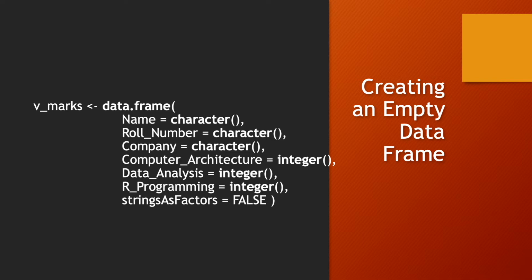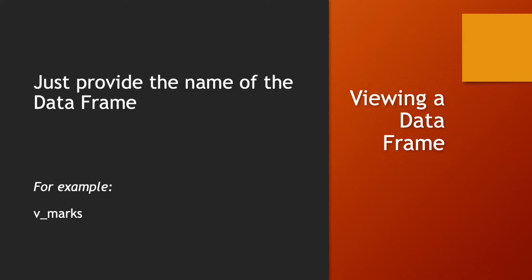Now, after creating the data frame using the data.frame function, we can store it in a variable, and in this case I have named my variable v_marks. So the variable v_marks will contain the data frame, which is at the moment an empty data frame. After having created a data frame, we need to view the data frame. To view the data frame, we can just give the name of the variable which contains it. In the last slide, we saw that we created a data frame and stored it in a variable called v_marks. To see this data frame, we can just type v_marks at the R prompt and it will show us the data frame that is contained in v_marks.